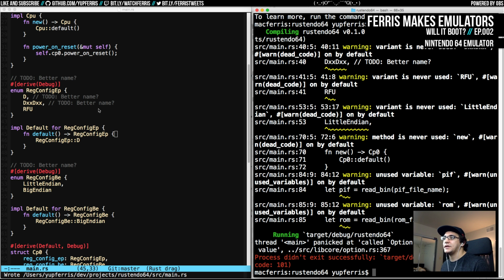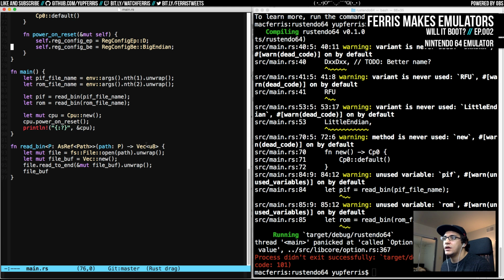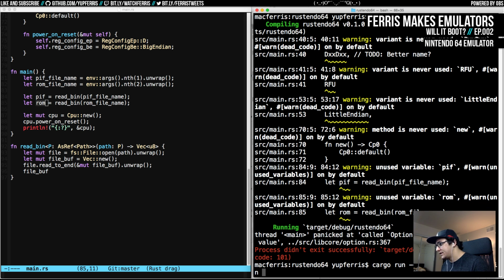Yeah, so it panics because in our main function, we're still loading the PIF ROM, which is our boot ROM, and then the ROM itself. And of course, I didn't specify either of those on the command line, so I need to do that. On my disk, it's going to be, I believe, roms/n64/pifdata.bin is our PIF ROM, which is our boot ROM, and then we'll do roms/n64.